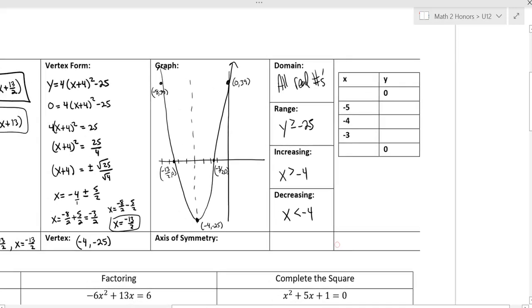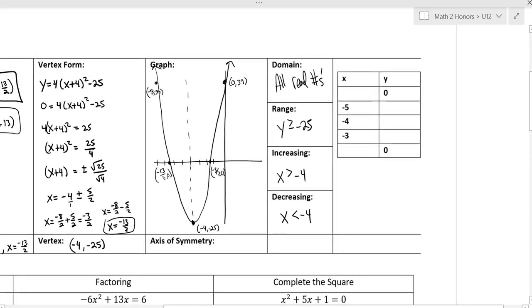We have some points to fill in here. Let's see. So when y is 0, that's your x-intercept. So we have two of those. We got negative 3 over 2, and we got negative 13 over 2. The vertex is at negative 4, negative 25. And we got to find the others.